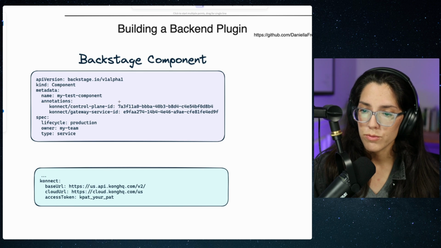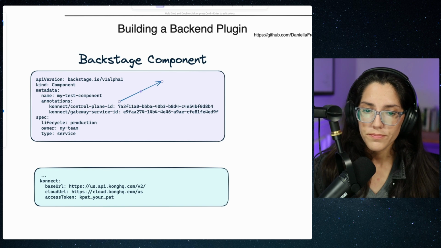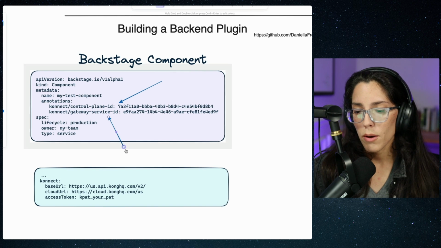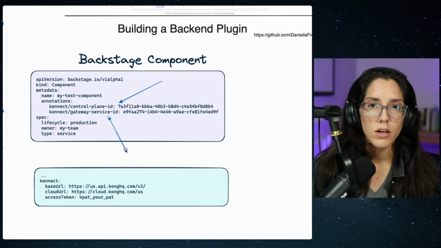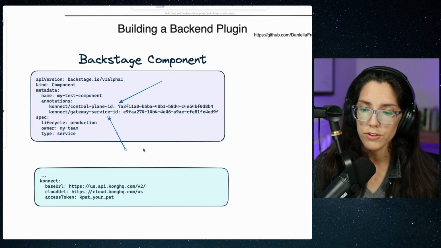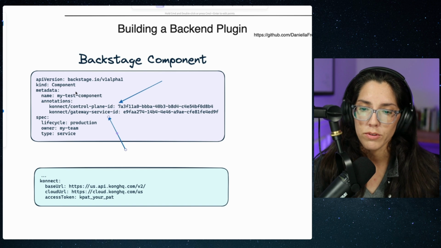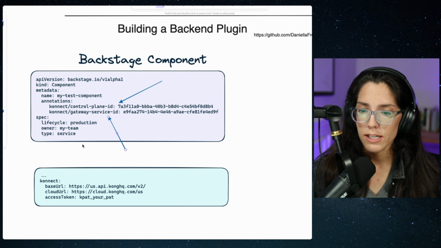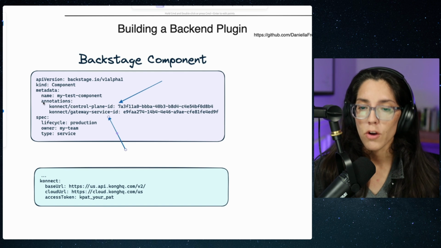Maybe I'll do arrows. One for our control plane right there, and one for our gateway service ID. So I'm not anticipating you to be super familiar with Kong Connect, but these are just 2 attributes that would be related to a component that we may need to know. And so that's where we're going to be able to find them, on the annotations.